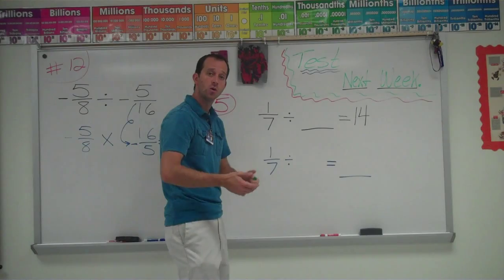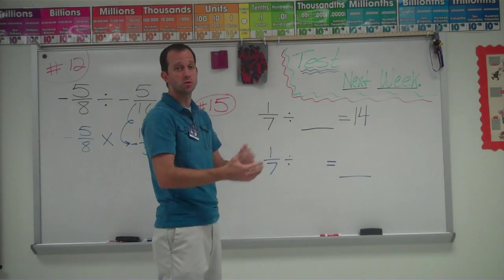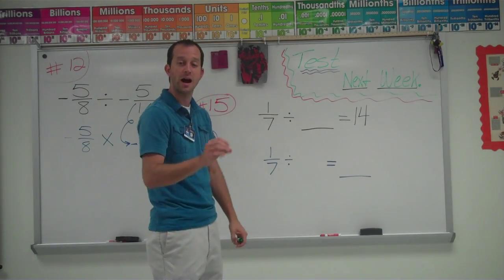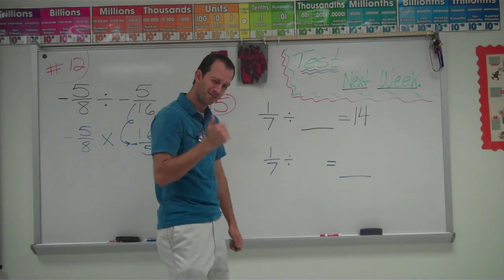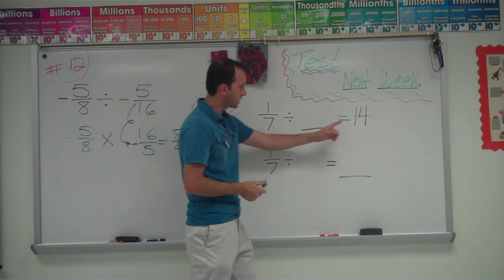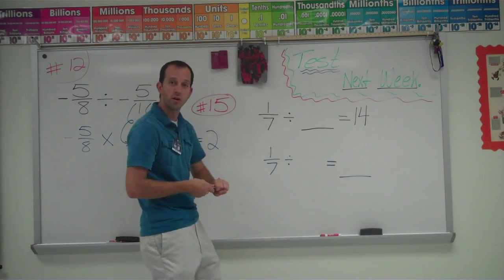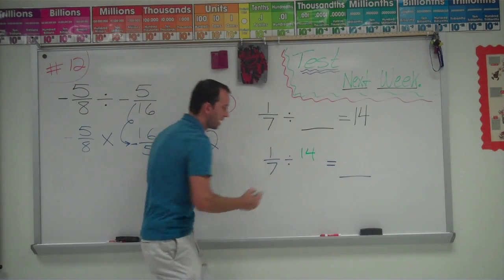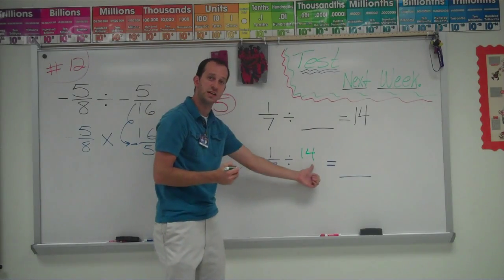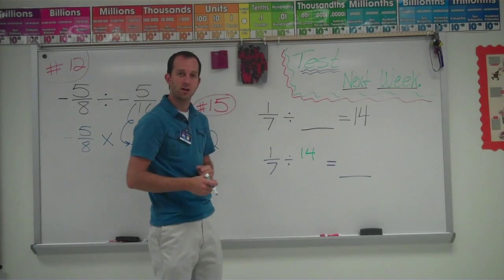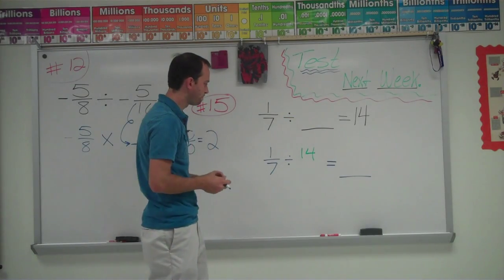To figure that out, we're going to work backwards, which we usually do when we have a missing number in math, like we'll do when we start our algebra later in the year. We're going to work backwards. So we're going to ask instead, how many times does 14 go into 1/7? So 1/7 divided by 14. How many times does 14 go into 1/7? That will be the same as our missing number. Working backwards a little bit.